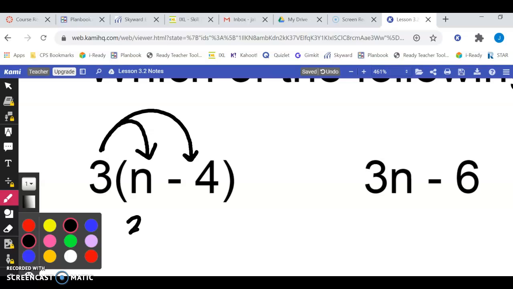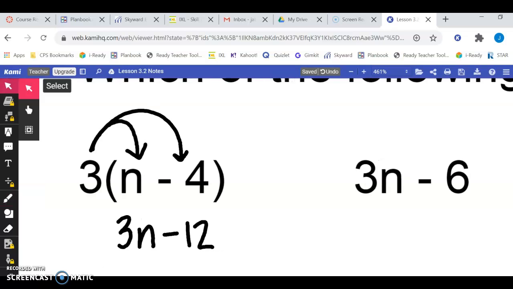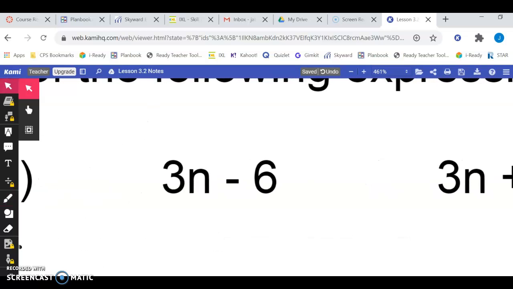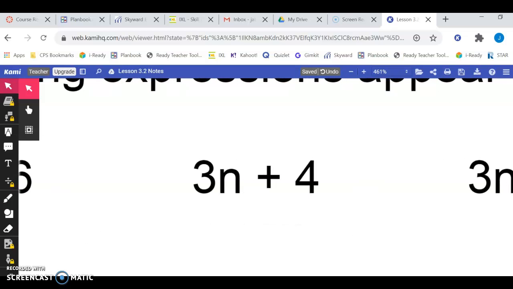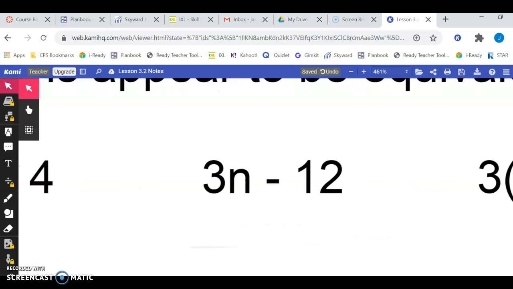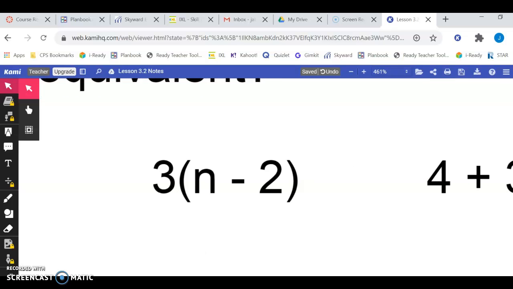So 3 times n is going to be 3n. And 3 times negative 4 is going to be negative 12. So this actually simplifies down to 3n minus 12. 3n minus 6, there's nothing to simplify there. 3n plus 4, again, nothing to simplify. 3n minus 12, nothing to simplify.